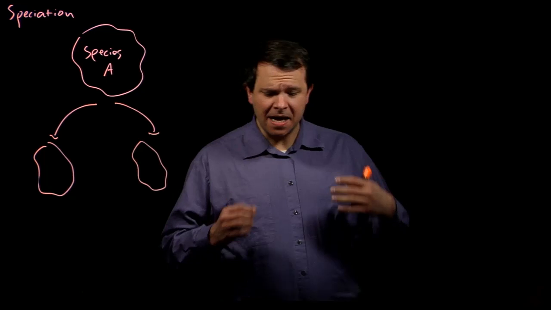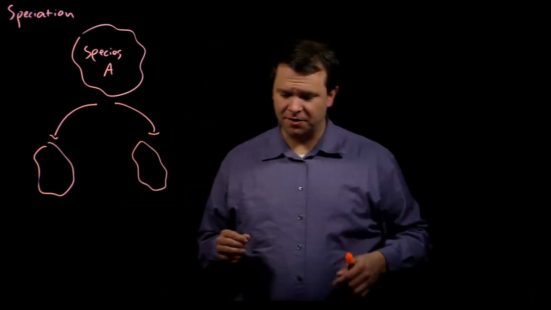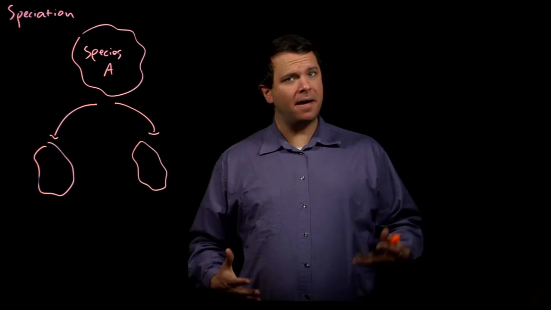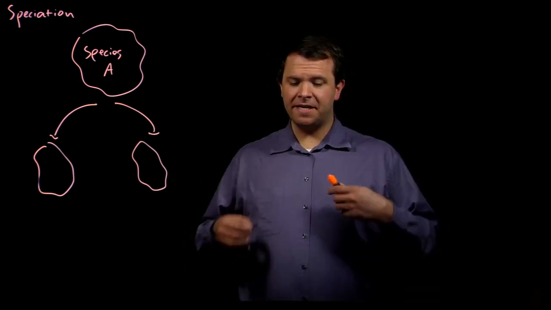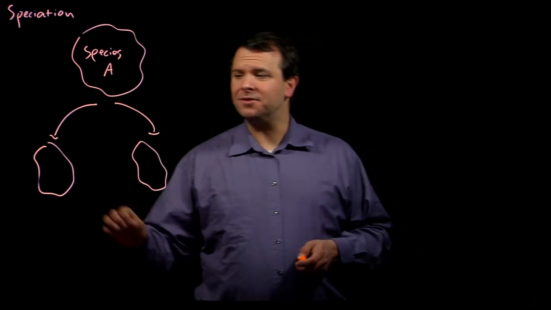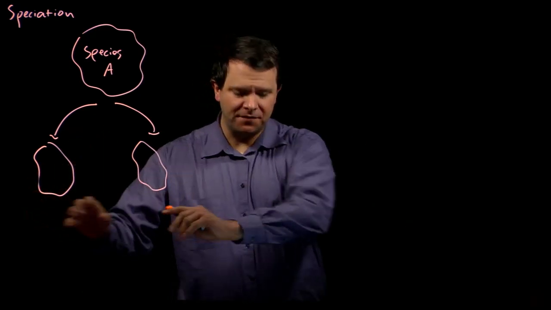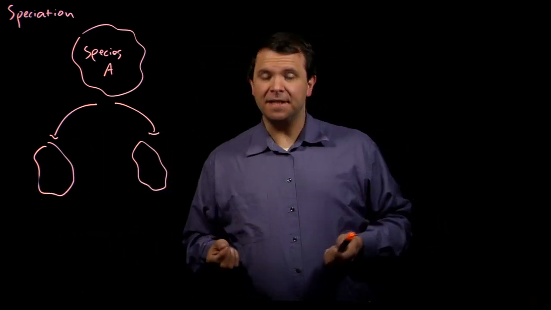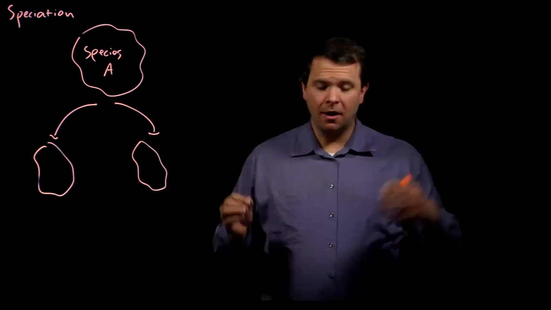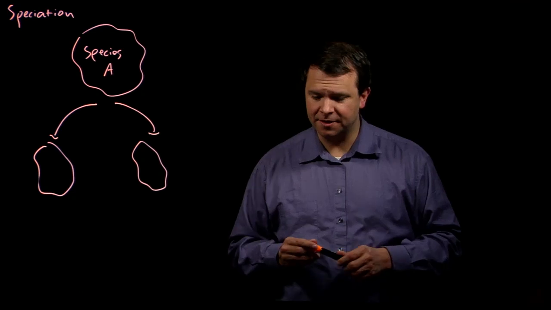Now, because they are isolated from each other, these two populations no longer can interbreed, but new alleles continue to arise and get fixed or lost. And these alleles are different in each of these populations. This process can be particularly rapid if different selective pressures are present in these different populations.